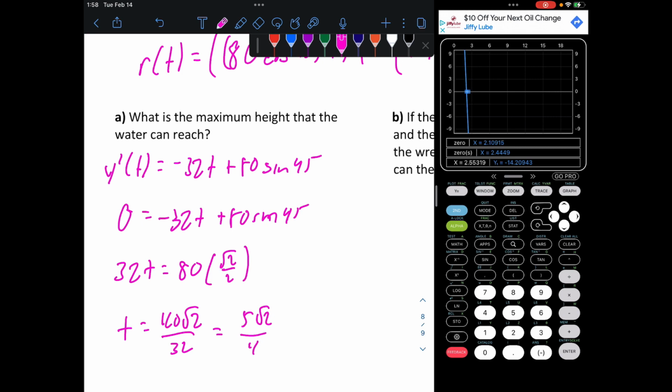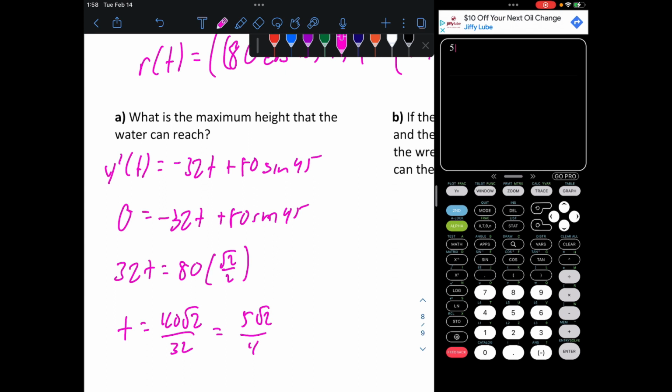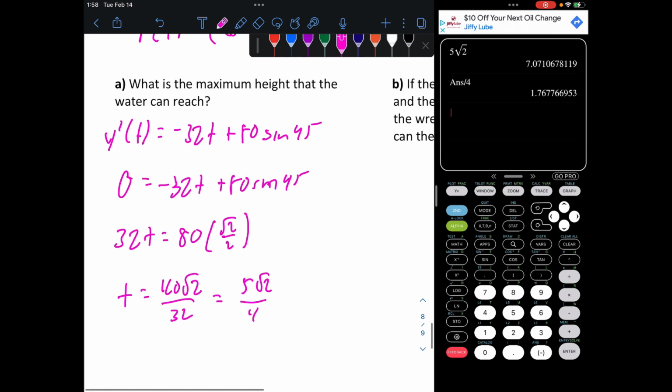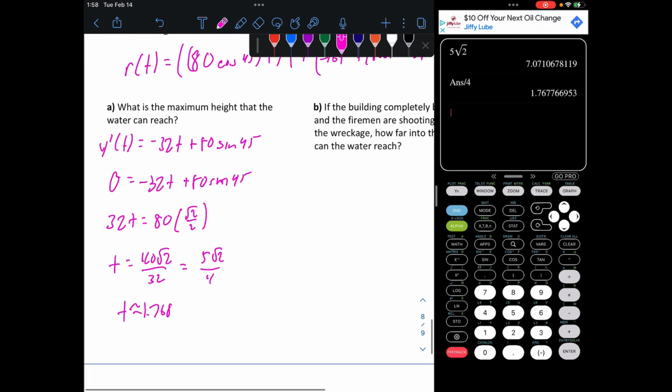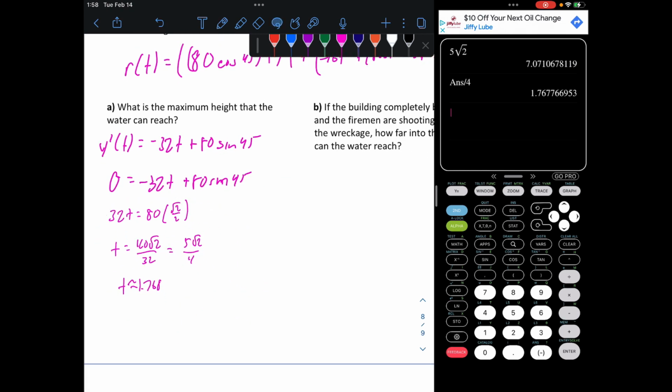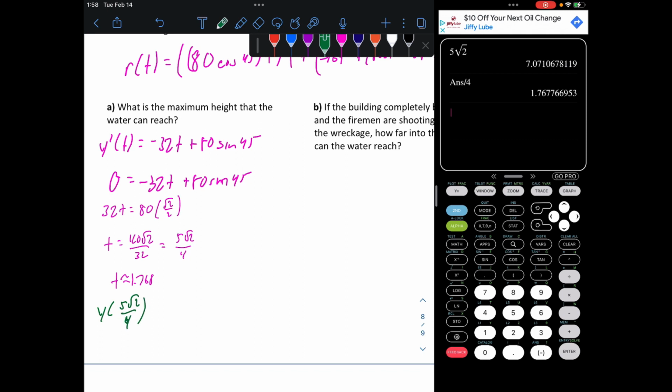over 4. Now, if I wanted an approximation for that, 5 root 2 over 4 is 1.768. All right, but the question isn't asking when it will reach the maximum height, it's asking what the maximum height is. So now we're going to find y of that number. Actually, I'm better off using the whole number here, 5 root 2 over 4. So we're putting that into our y-coordinate.